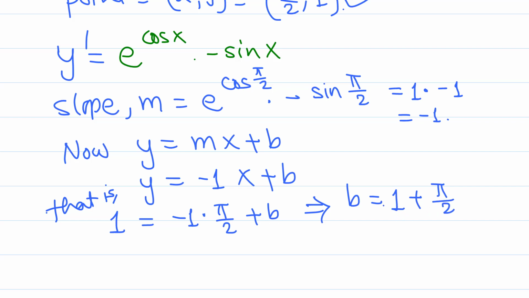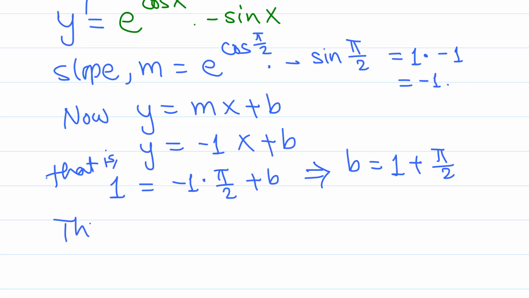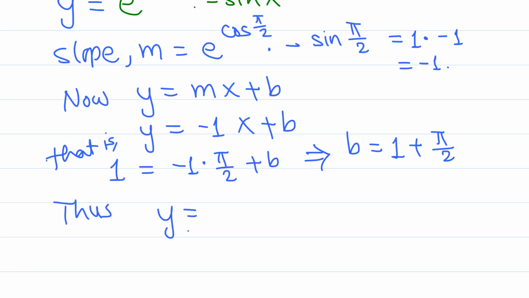This is b. So thus we get our final answer, y equals mx plus b. m is negative 1, so y equals negative 1 x plus b. b happens to be 1 plus pi over 2. This is an equation of the tangent line. Final.